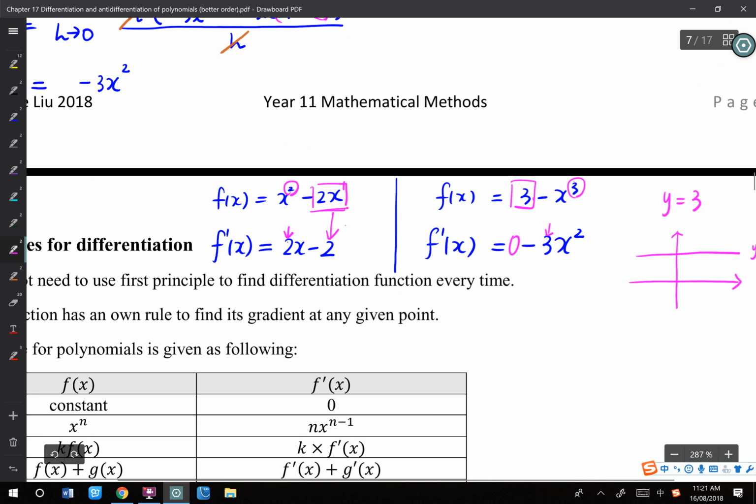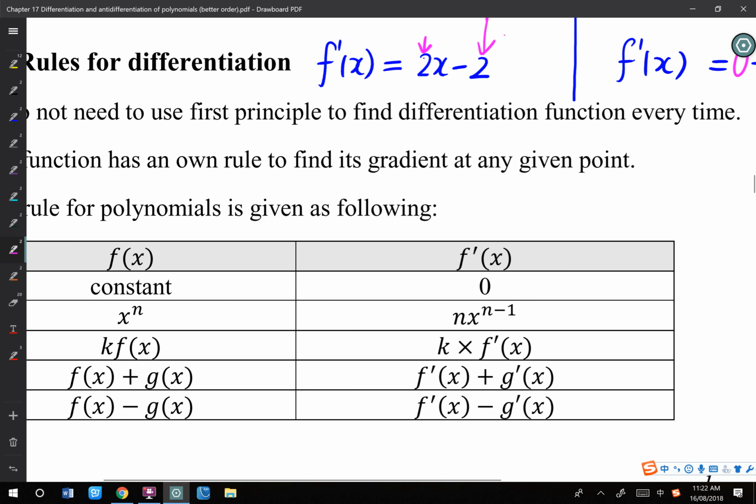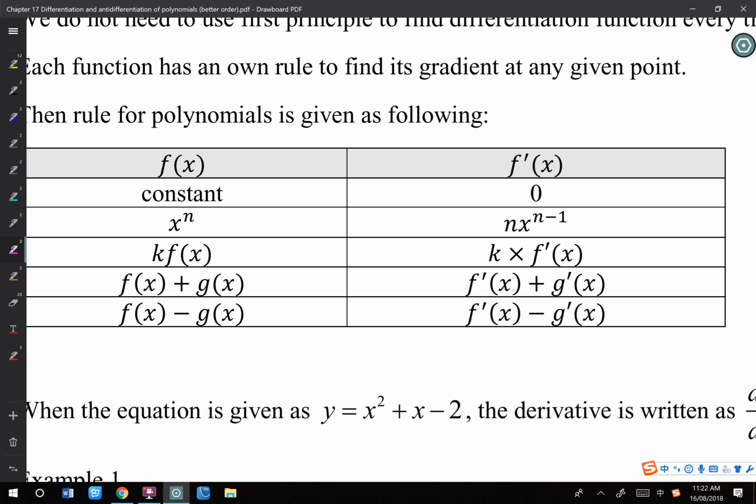So what we find here is based on the result of first principles. After people used first principles so many times, they worked out a pattern. I can easily do the derivative without using first principles anymore. That's what I have talked about. They realized the power decreases, and also the power becomes the coefficient of the derivative. So we have a table here.